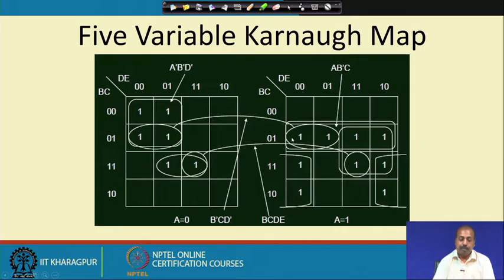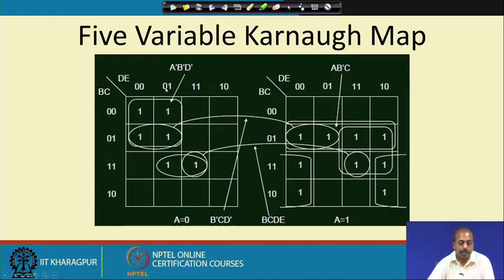Next, we look into the 5 variable Karnaugh map. So far we have seen up to 4 variables. For a 5 variable Karnaugh map, what is done? We take a group of two Karnaugh maps. One is for A equal to 0, another is for A equal to 1. So, for A equal to 0, we have got this particular map, and for A equal to 1 we have got a map like this. This map has terms A bar, B bar, D, because for all these terms here A is equal to 0. So, they will come as A bar terms: A bar, B bar, D bar, and this will come as A bar B, A bar B C.